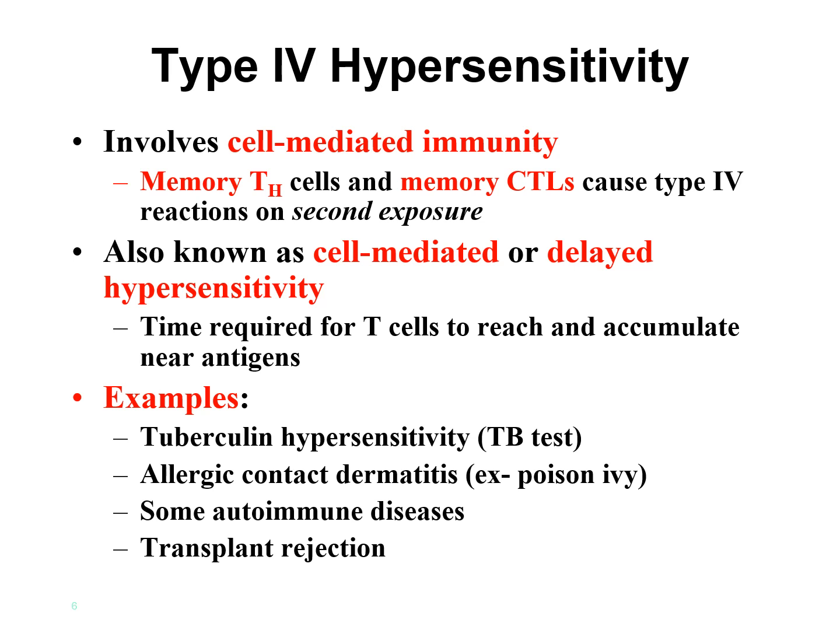They're also delayed. It takes about 1 to 2 days before we see the reaction. So we've got a couple examples. We'll look at the TB test, allergic contact dermatitis like poison ivy, or maybe you have a latex allergy. There are some autoimmune diseases that are type 4 hypersensitivity reactions, and also transplant rejections are type 4 hypersensitivity reactions.